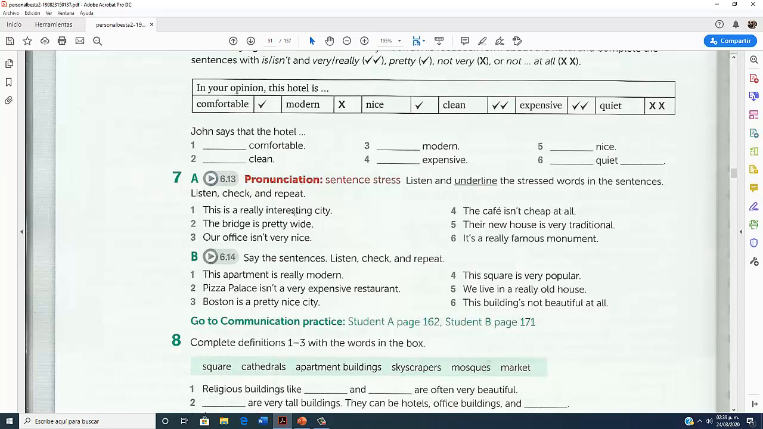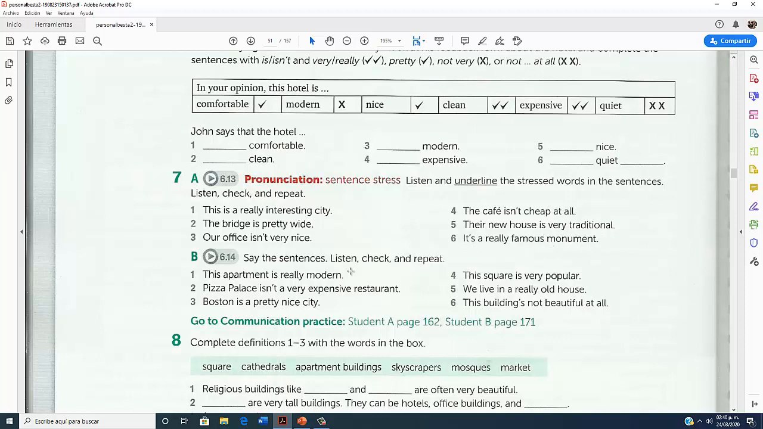This is a really interesting city. The bridge is pretty wide. Our office isn't very nice. The cafe isn't cheap at all. Their new house is very traditional. It's a really famous monument.